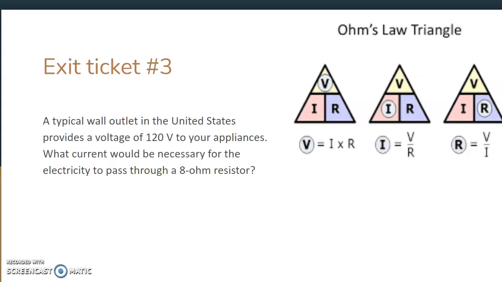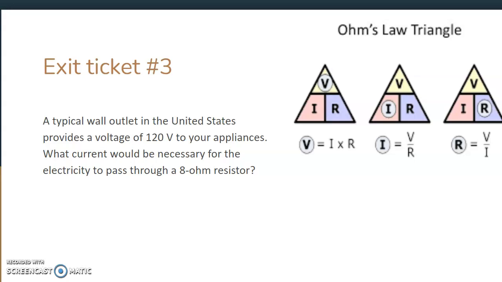Our last exit ticket, or last one I want you to try, is this one. So again, please pause the video, try to write this out by yourself, and see if you get the same answer I get. A typical wall outlet in the United States provides a voltage of 120 volts to your appliances. What current would be necessary for the electricity to pass through an 8 ohm resistor?